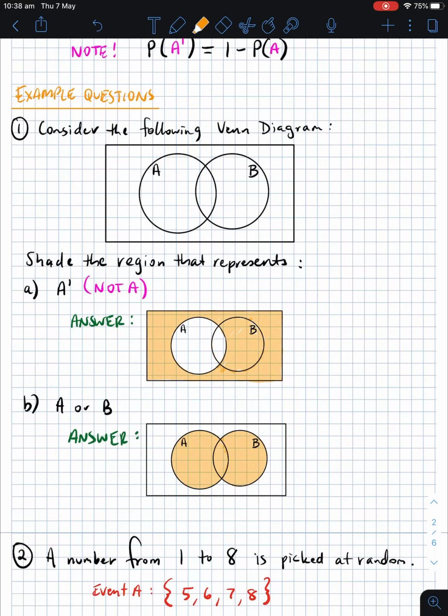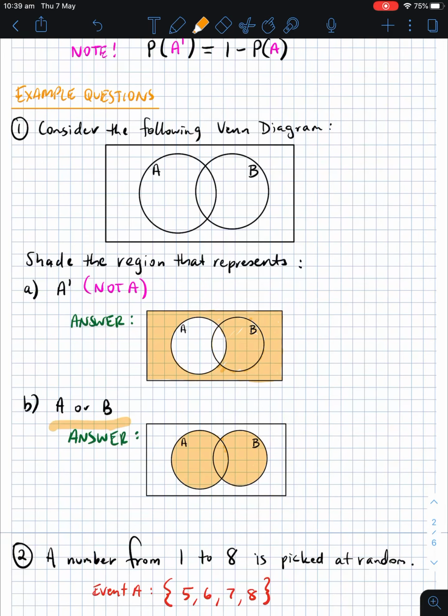Consider the following Venn diagram. In this Venn diagram, we've got the events A and B. They could literally be anything. We don't know what the events are, so we're just calling them A and B. Shade the region that represents the complement of A, or not A. So the answer here is I want to shade everything that's not A. Notice how A has not been shaded. It's just left blank, but everything else has been shaded in. So that's what I mean by not A. Everything that is not the circle A has been shaded.